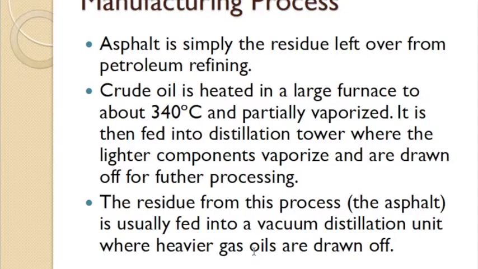As for the manufacturing process, the bituminous material can also be manufactured as a residue from petroleum refining. Crude oil is heated in a large furnace to about 340 degrees Celsius and partially vaporized. It is then fed into a distillation tower, where the lighter components vaporize and are drawn off for further processing. The residue from this process is the asphalt, and it is usually fed into a vacuum distillation unit, where heavier gas oils are drawn off. So we can see the manufacturing process here.